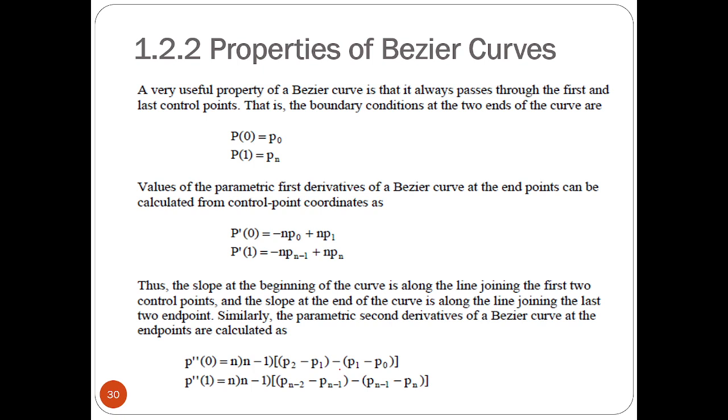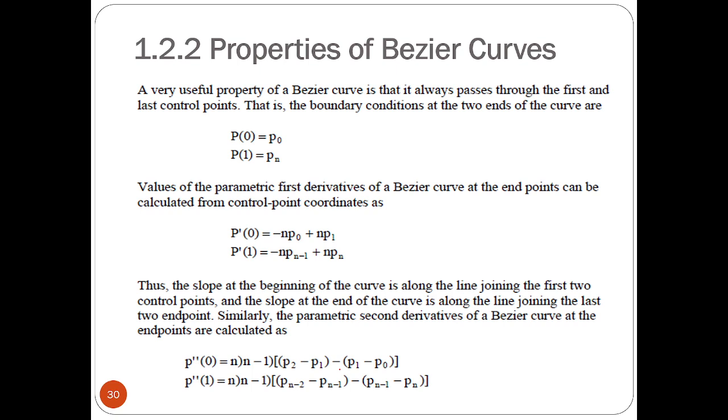A very useful property of the Bezier curve is that it always passes through the first and last control points, that is, the boundary conditions at the two ends of the curve are P(0) = p0 and P(1) = pn. Next, the values of the parametric first derivative of the Bezier curve at the endpoints can be calculated from control point coordinates as P'(0) = -n p0 + n p1, P'(1) = -n p(n-1) + n pn. Thus the slope at the beginning of the curve is along the line joining the first two control points, and the slope at the end of the curve is along the line joining the last two control points.